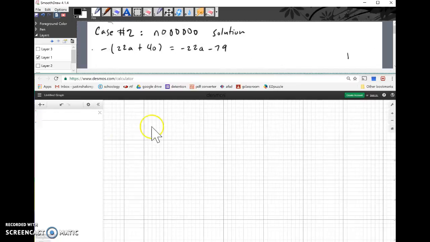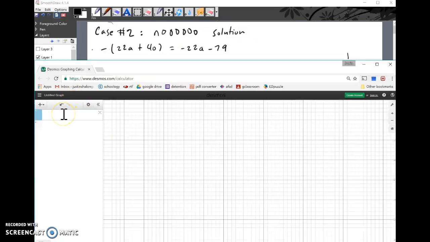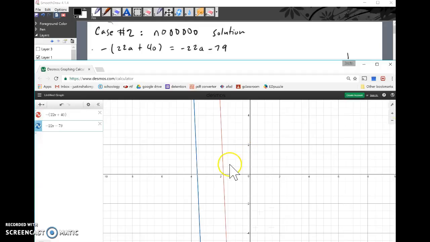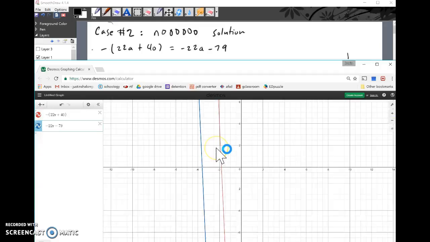Special case number 2. This is an example where we do not have a solution. So I'm going to type in the expression on the left, replacing the a with an x, so it makes the most sense if we're using an x and y plane. Now I can type in the expression on the right, again replacing the a with an x. Now I've got two lines. I can't see them, so I'm going back to the default zoom, and now I've got two lines and I'm looking for where they intersect.